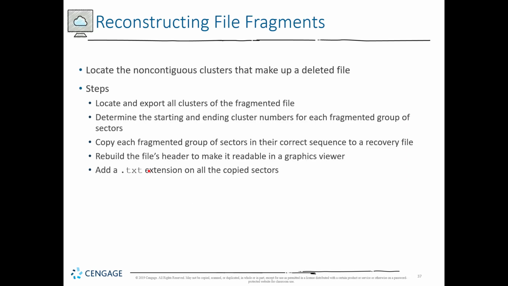This is called reconstructing from a file fragment. Locate the non-contiguous clusters, or locate the damaged portion of the data file that makes up the contents of that file, and correct it. If we're talking about reconstructing from our file fragments only, you're going to have to locate and export all the clusters of the fragment files, determine the starting and end cluster numbers of each fragment group of the sector, copy each of the fragment groups to the sector, and rebuild the file header. Add the appropriate extension, and go from there.